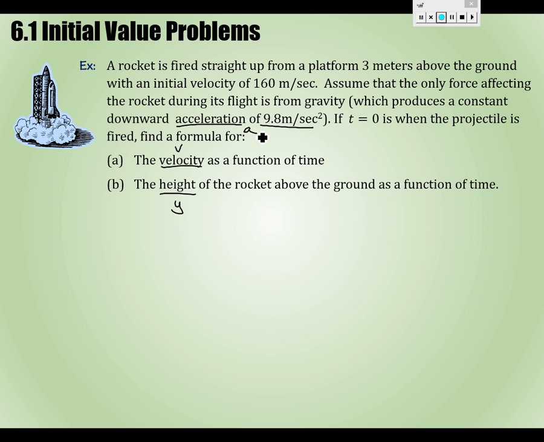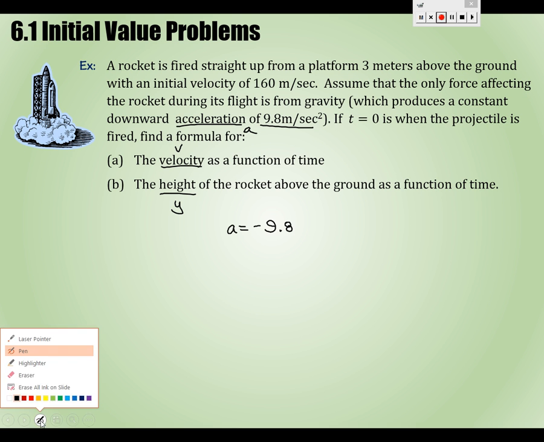What is 9.8 meters per second squared? That's the constant. The acceleration is always that number. How do you write that down as a differential equation? One way would be to write a equals negative 9.8. Or, said another way, in terms of y, the second derivative of y equals negative 9.8.